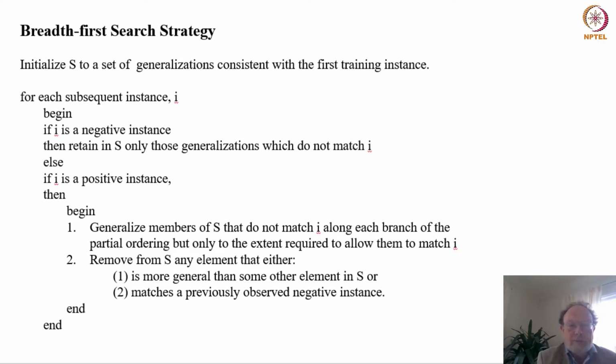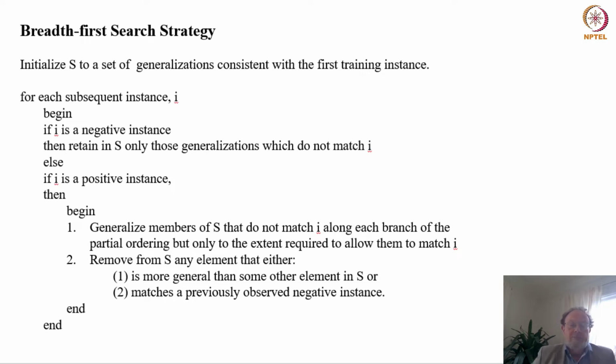So we start by initializing S to a set of generalizations consistent with the first training instance. For each subsequent instance I, we have two cases. Either we encounter a negative instance, and if we encounter negative instances, we need to modify the set S so that we only retain those generalizations which do not match this new negative instance.